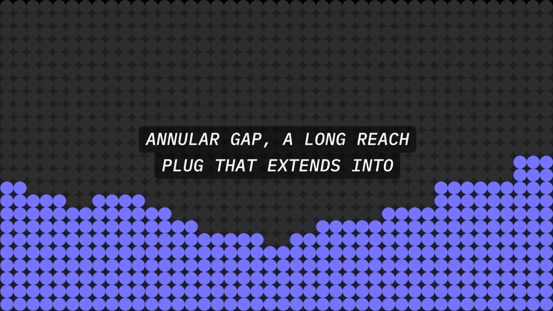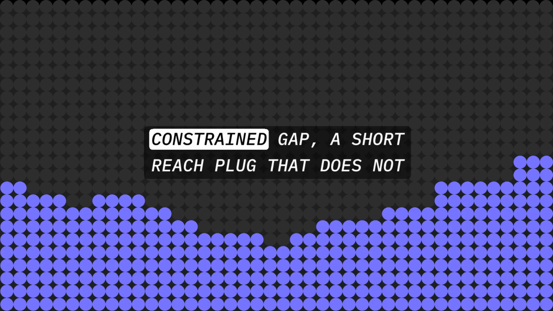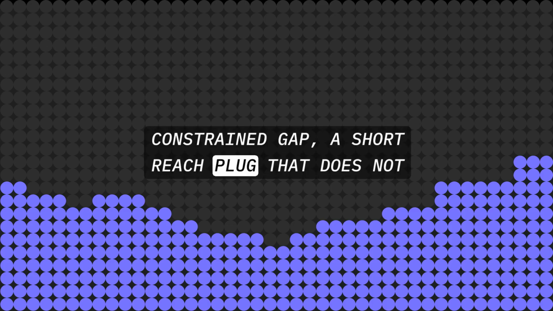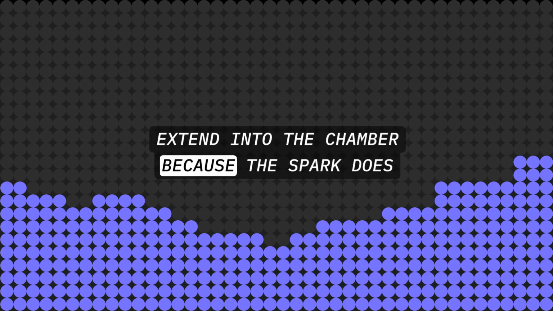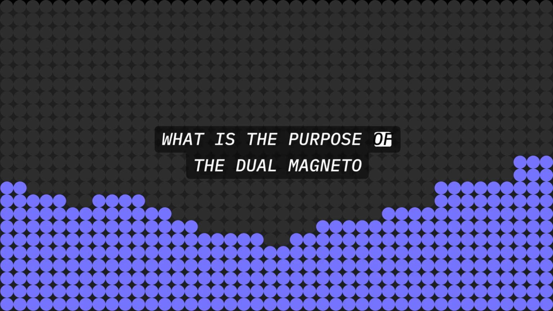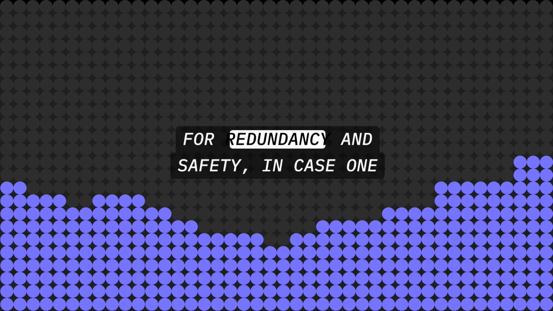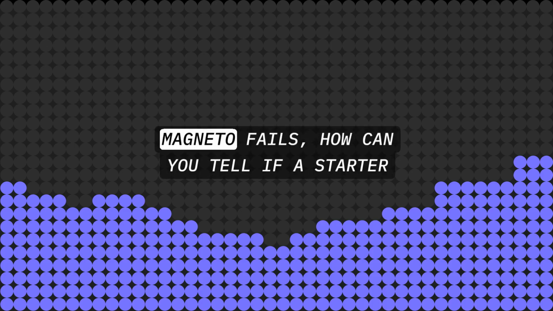Annular gap, a long-reach plug that extends into the combustion chamber. Constrained gap, a short-reach plug that does not extend into the chamber because the spark does not remain close to the plug. What is the purpose of the dual magneto configuration? For redundancy and safety, in case one magneto fails.